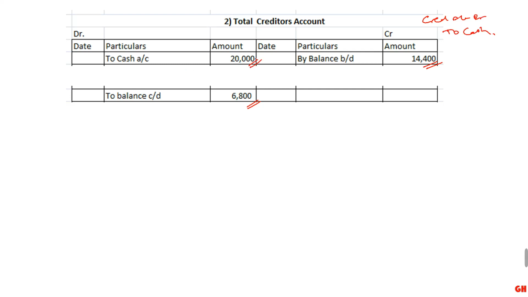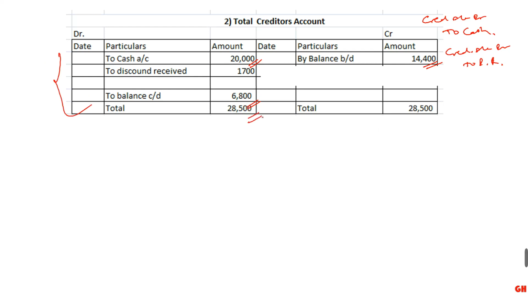Then discount received from creditors. Mr. Om Prakash is getting a discount from creditors. Discount received is a nominal account, and the entry will be creditor account debit to discount received. So it will get debited to discount received 1,700. Once you have passed all the entries, you have to add it now, adding the heavier side.